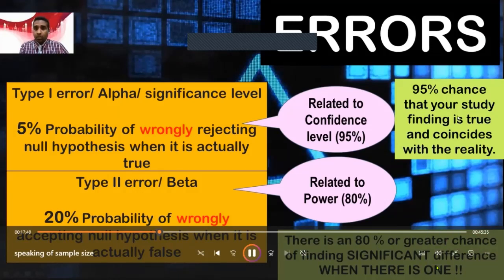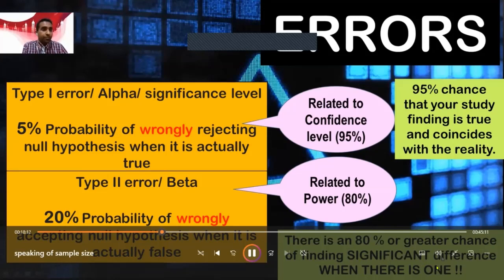See, when you have a statistically significant difference, power matters. When there is no statistically significant difference, there is no need to worry about your power. When to worry about your power? When you want to prove a statistical significance, you have to worry about your power. Remember.